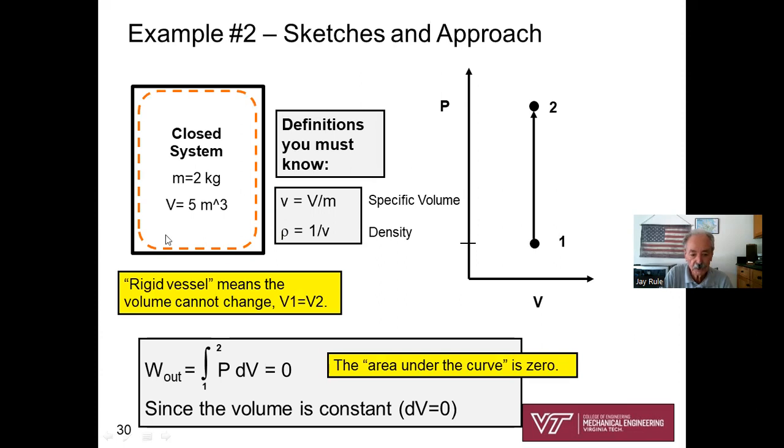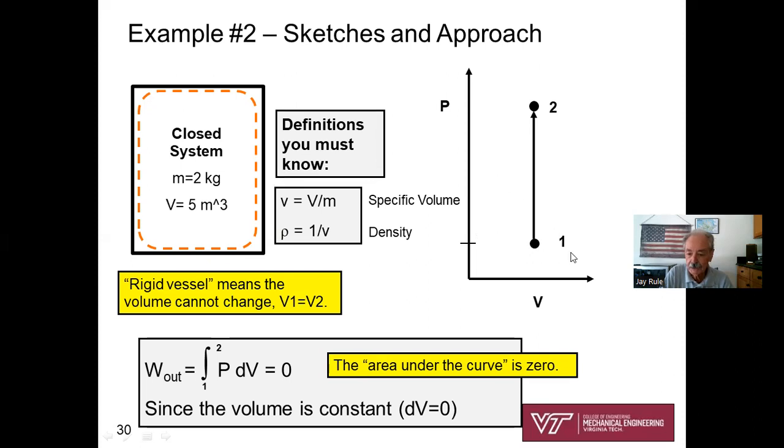Sketch, closed system. Okay, closed system. M is given, V is given. Wow, you've got to know the definition of specific volume. Capital V over M. Oh, we can do that: 5 over 2. 2.5 is the initial specific volume. Density is mass over volume, or 1 over the specific volume. Density is 2/5, 0.4. PV diagram.